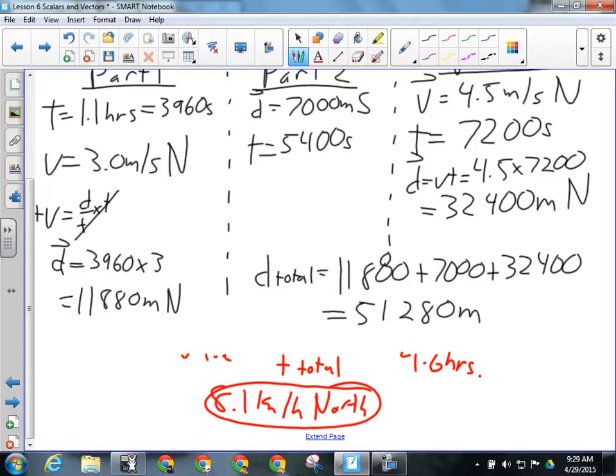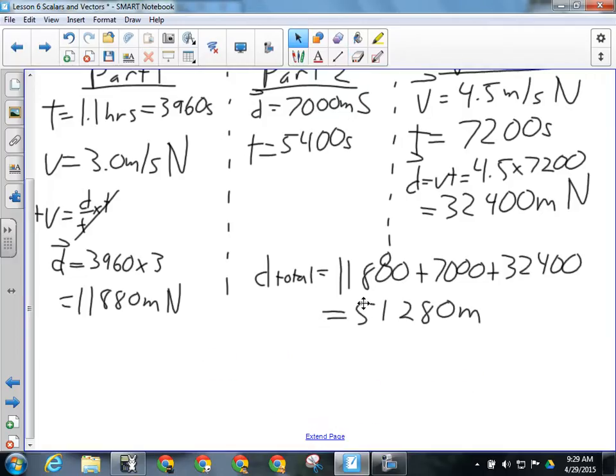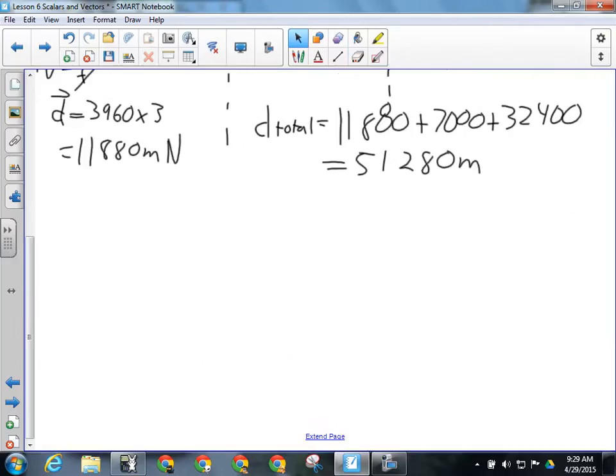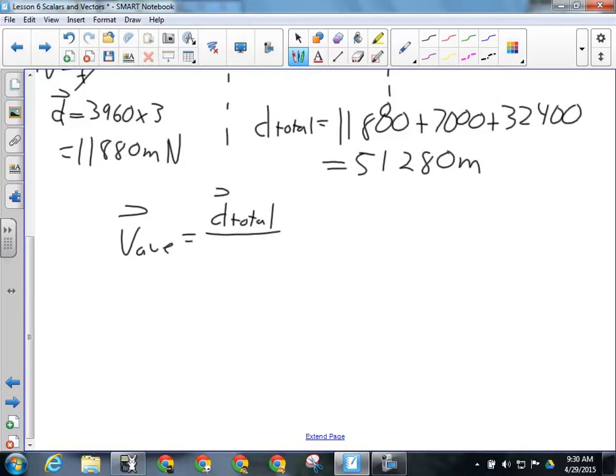Now I need to calculate the average velocity, sorry, which I already have the answer for down there. It's okay, we'll do it anyway. So we have to remember, average velocity does care whether you went north or south. So we need total displacement over total time.